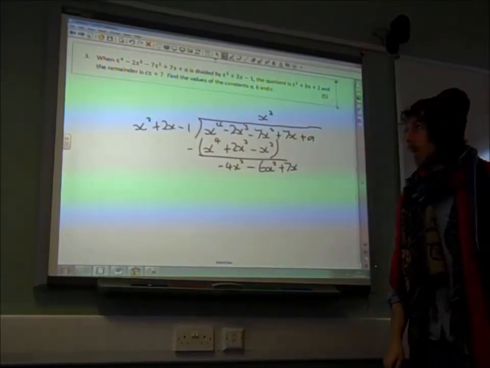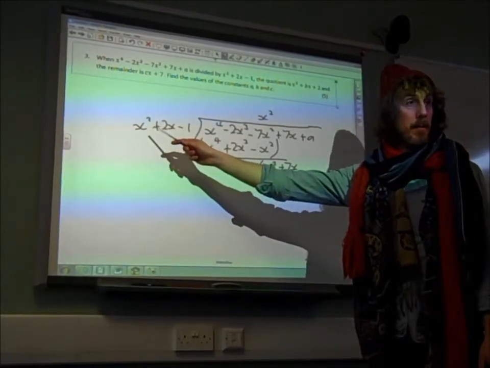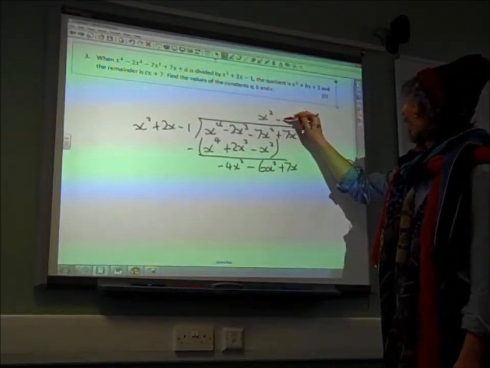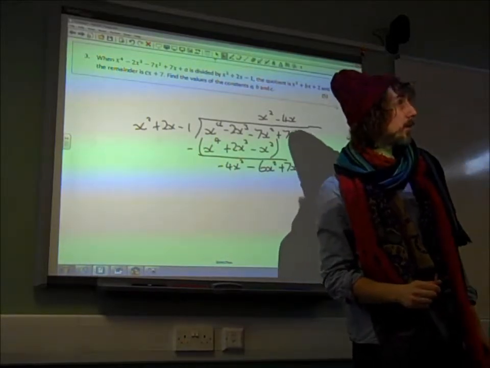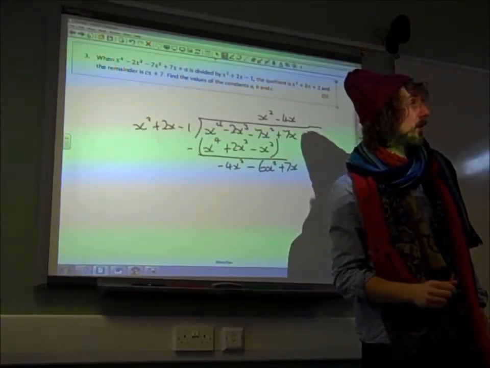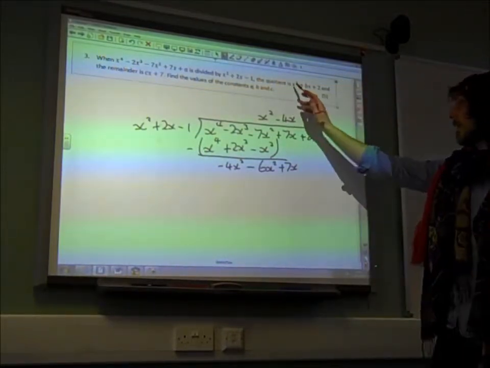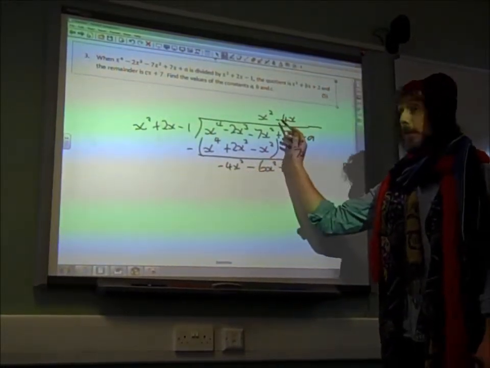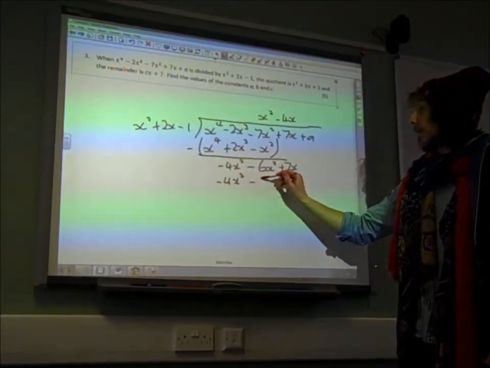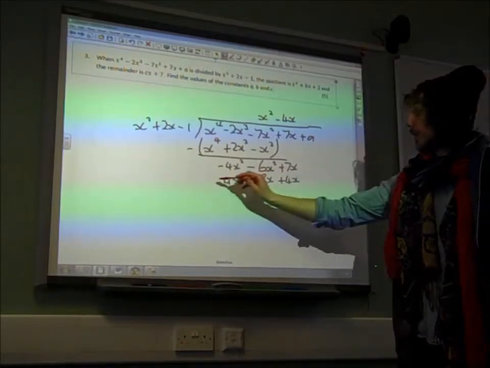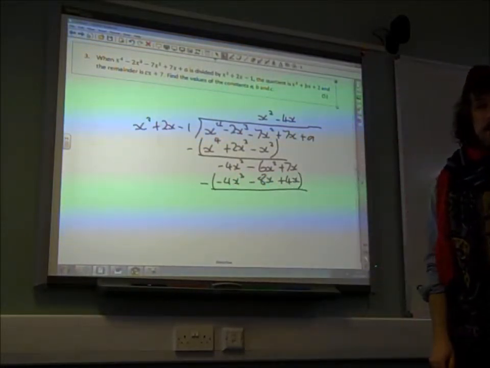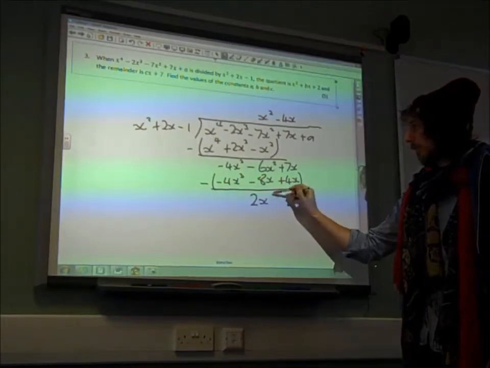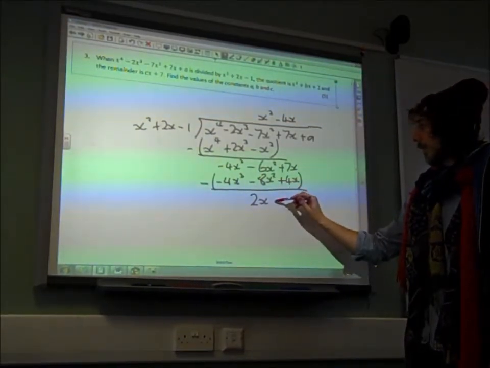Bring down the 7x. What do we multiply x squared by to get minus 4x cubed? Must be minus 4x. So there's our b. Multiplied by the minus 4x, we get minus 4x cubed minus 8x squared plus 4x, and we subtract. It's so easy to make a mistake on this with the signs and missing the plus 4x. Minus 6 minus 8 is 2. Or missing that, 7 take away 4 is 3.